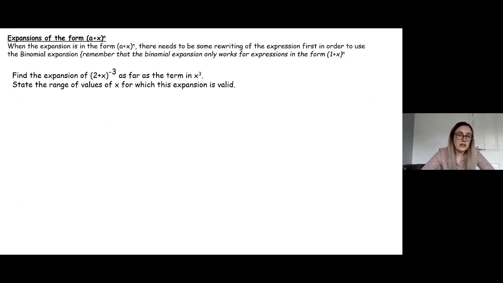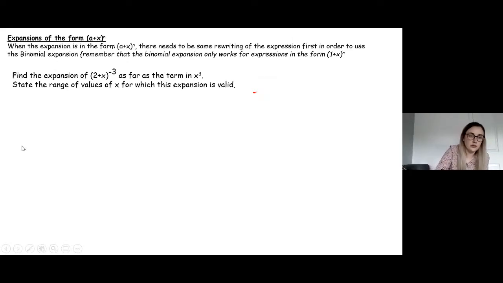Okay, so expansions in the form a plus x to the power of n. When the expansion is in the form a plus x to the power of n, there needs to be some rewriting of the expression first in order to use the binomial expansion. So remember, we're using the binomial expansion in this form, the 1 plus x to the n. Okay, so find the expansion of 2 plus x to the minus 3 as far as the term x cubed.